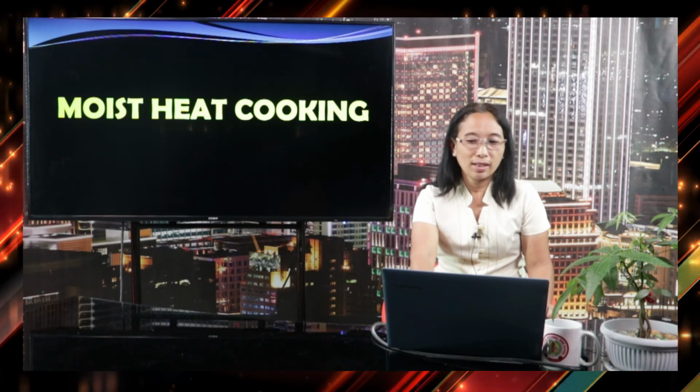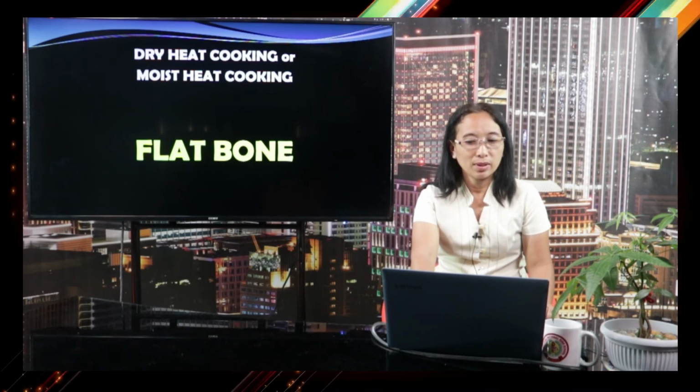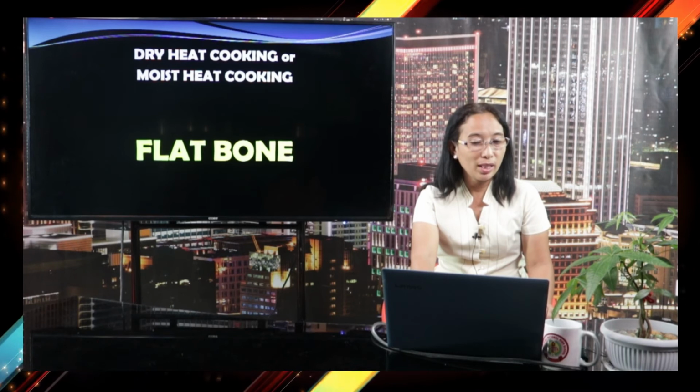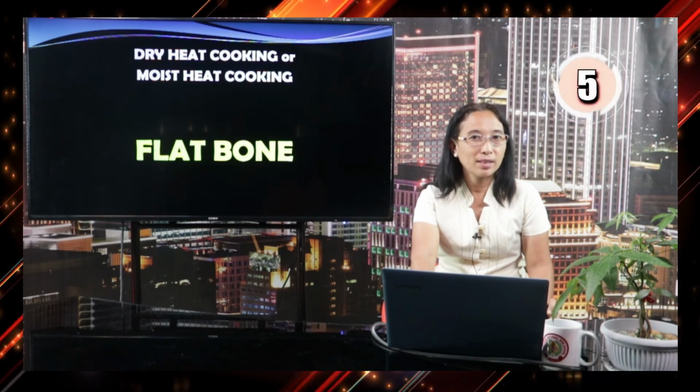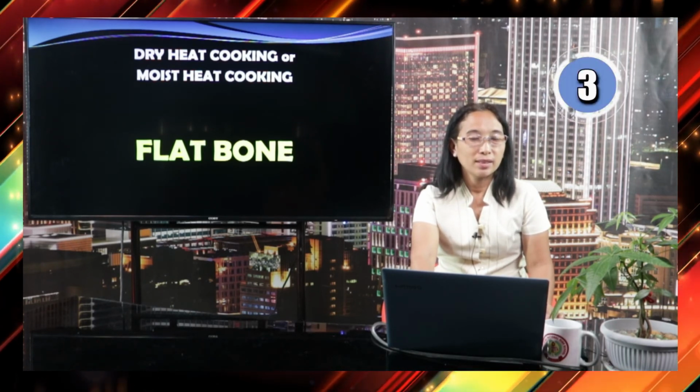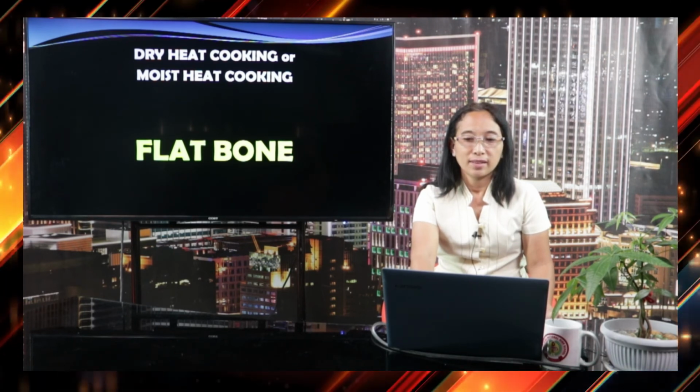Number 3. Chuck short rib. Is it dry heat cooking or moist heat cooking? The answer is moist heat cooking. Number 4. Flat bone. Is it dry heat cooking or moist heat cooking? The answer is dry heat cooking.